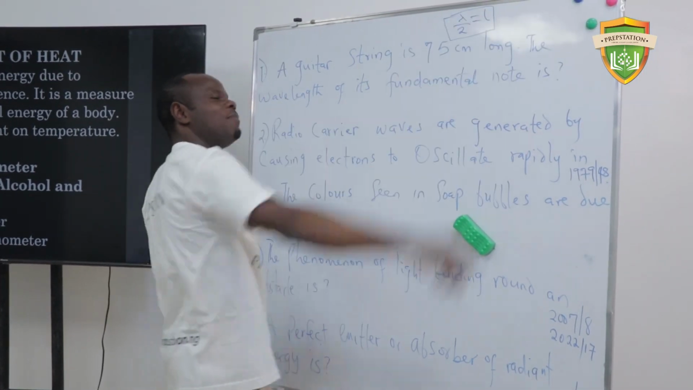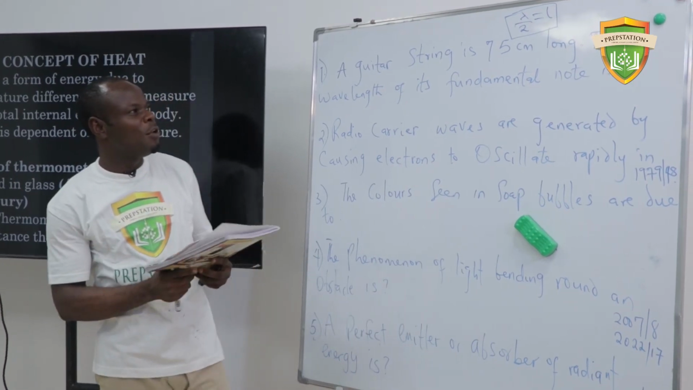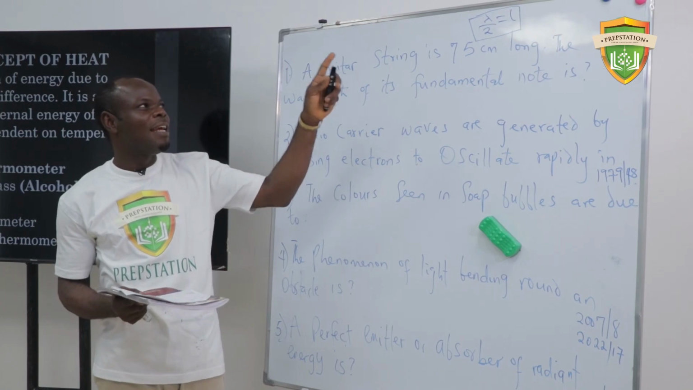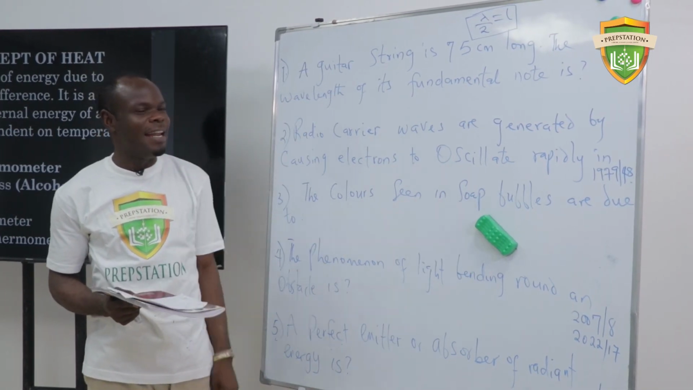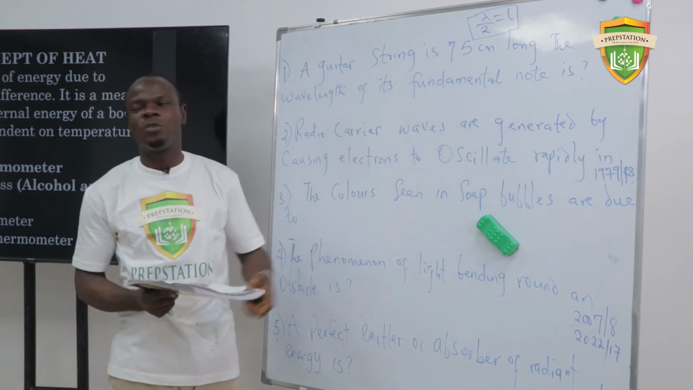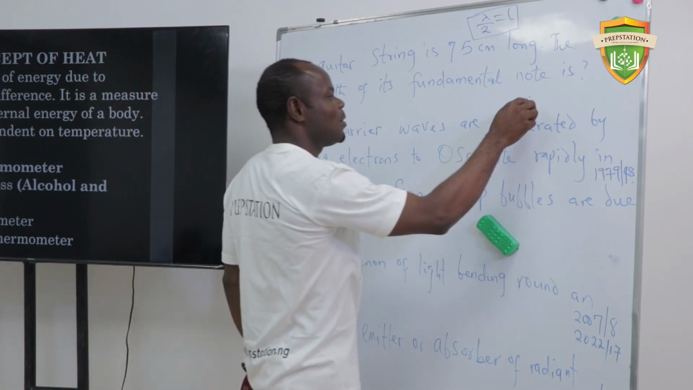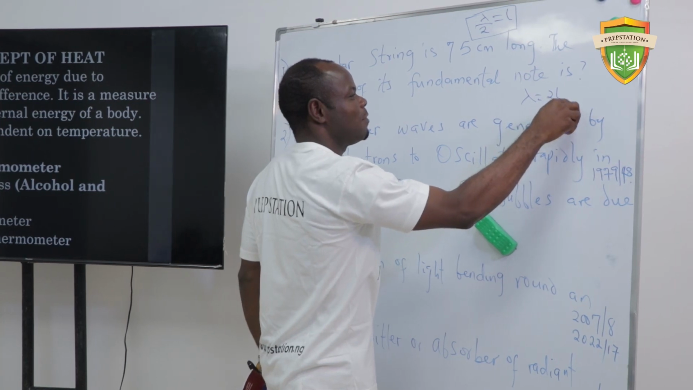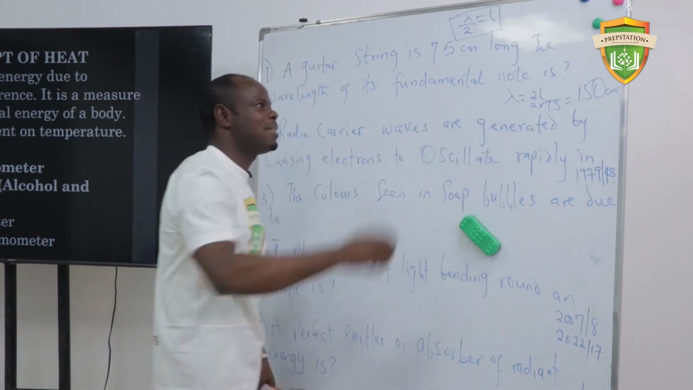This expression is very valid for this question. So what do you do, since we are looking for the wavelength? All you do is cross multiply, and then your wavelength will be equal to what? The product of 2 and the length, 75 here, by 2 will give us 150 centimeters. So that tells you that your wavelength, which is 2L, is 2 by 75, and that's 150. That's the answer to the question.